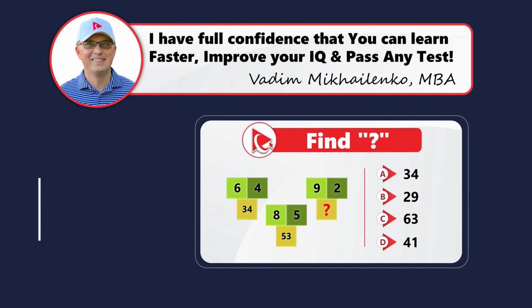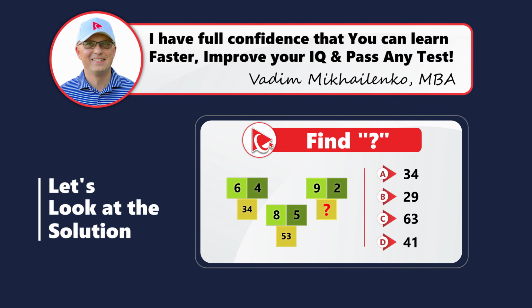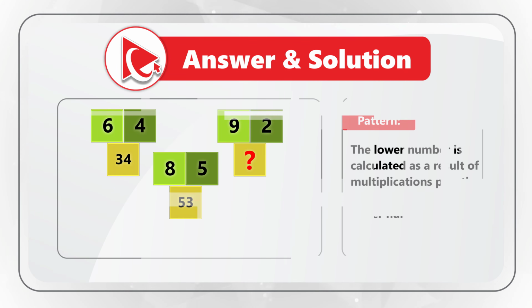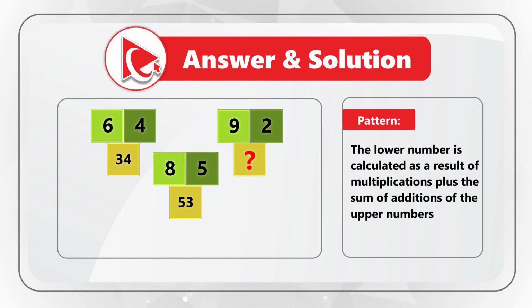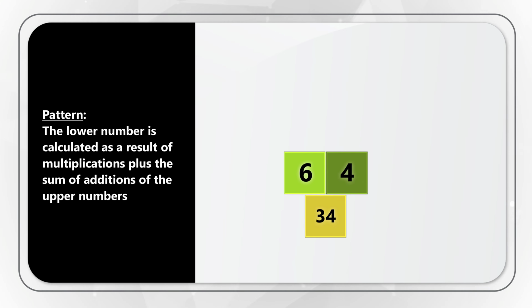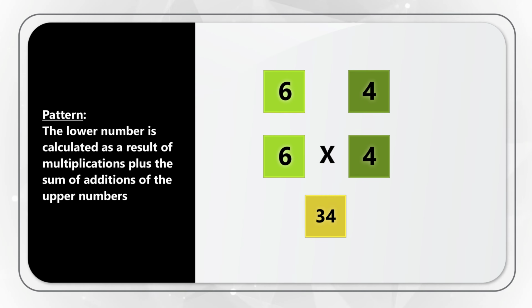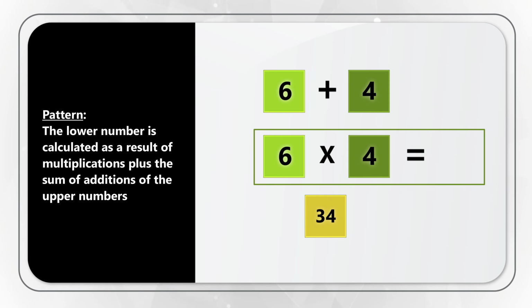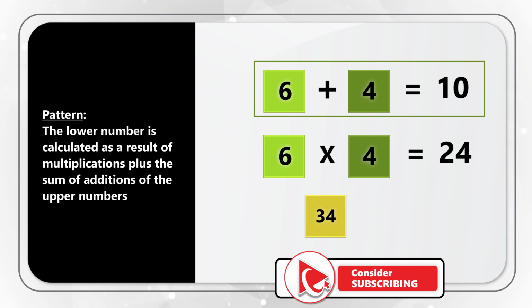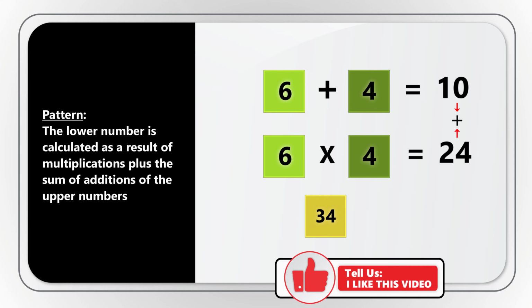version of the solution. And obviously, if you have a better way to solve it, please make sure to post in comments. I think there is a very interesting and unusual pattern here between the top 2 numbers and the bottom number. In fact, the lower number is calculated as a result of multiplications plus the sum of additions of the upper numbers. Let's look at the example. For example, the first set of numbers is calculated as 6 multiplied by 4 plus sum of 6 and 4, which would equal 24 plus 10 and equals 34.